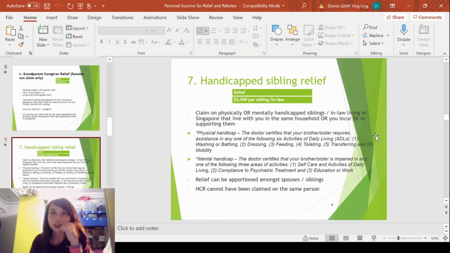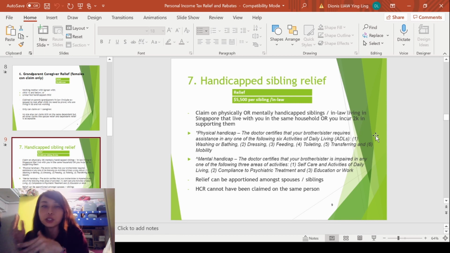Okay, for handicapped sibling relief, you can claim on your mentally or physically handicapped sibling or sibling-in-law. They have to live with you in Singapore in the same household, or you incur 2K in supporting them. These are the definitions of physical or mental handicap. This relief can be apportioned amongst siblings. For example, if my younger sister is handicapped, I can share it with my second sister. Or if my spouse wants to claim, I can also share together. We have to agree on how much to apportion.